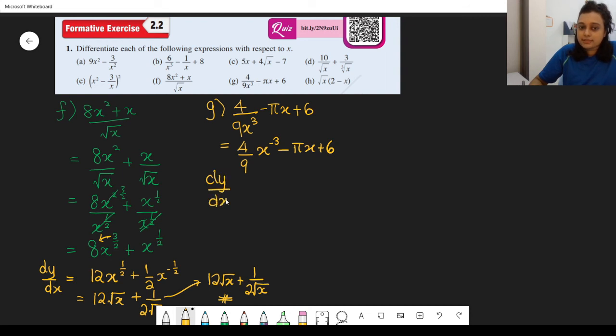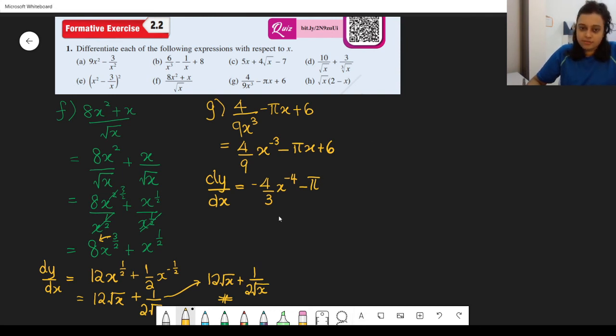So dy/dx equals, let's times 4 over 9 times negative 3. We will get negative 4 over 3. 4 over 3, x to the power of negative 4. Minus, here is 1, right? So 1 times pi is pi. Then the x power 0 already, so x power 0 we don't have to write. Can just leave it. Then that's all.